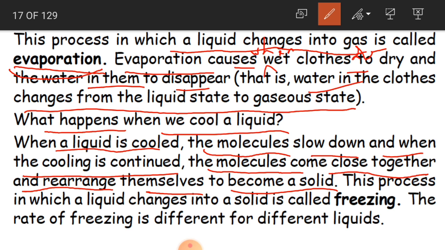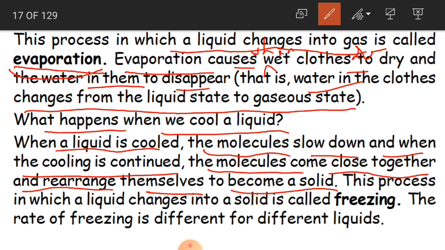Clear? Why? Because when a liquid is cooled, the molecules in that particular liquid are going to slow down. When they slow down, they will not have the energy to move. And when the cooling is continued, when we are still increasing the cooling, the molecules come close together and rearrange themselves to become a solid.